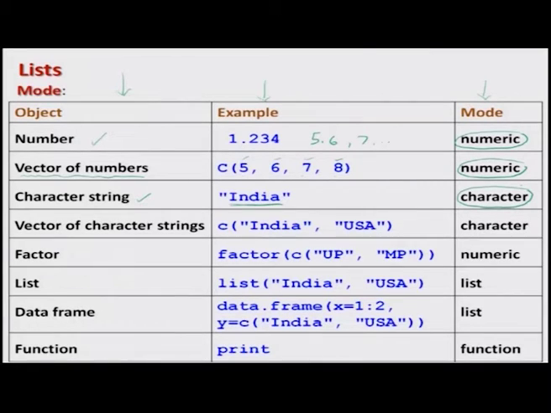And similarly, if I try to take more than one character at a time, they can be combined through the c command in a vector. For example, here I take two characters, India and USA, and combine them with the operator c. This is a combination of characters, and the combination of characters is also a character, and hence the mode of a vector of character strings is character.